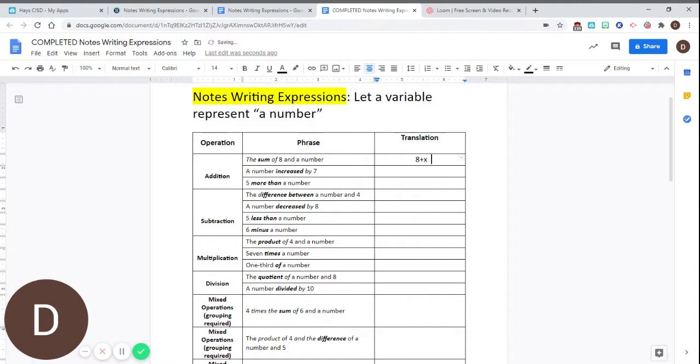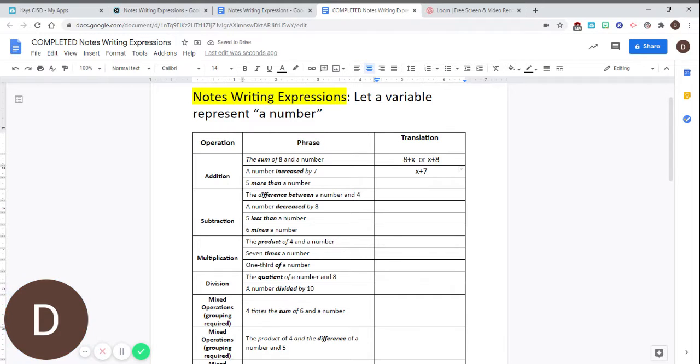Either one, right? So, 8 plus X or X plus 8. For a lot of our examples, I'm going to use X just to stay consistent here, but you're going to see that we could use a lot of different variables. So addition, again, another way we could see addition is a number increased by 7. Increase is another key word, and I'm just going to use X to represent any number. So it could be anything.